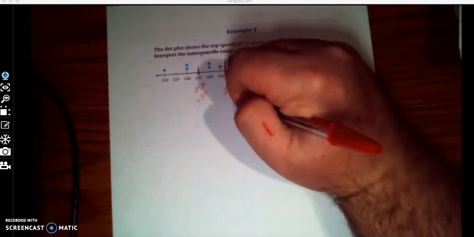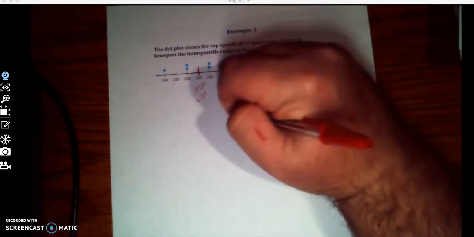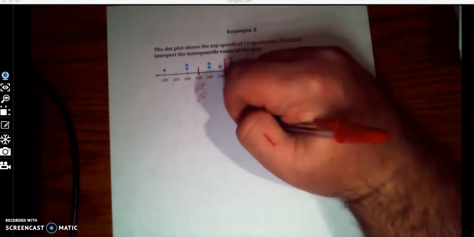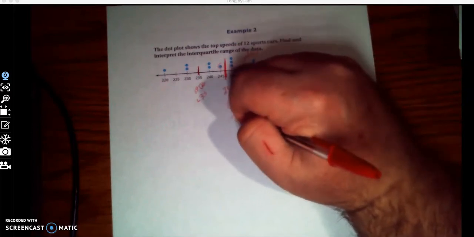And we do the same thing over here. We got 1, 2, 3, 4, 5, 6. So we got to find our third and our fourth, which would be 250 and 260. What's in between? 255. That's our third quartile right there. So we got first, which was 235. We got our third, which was 255.